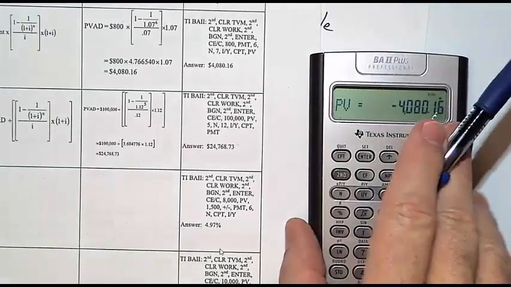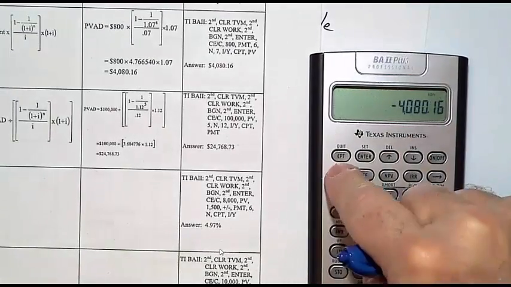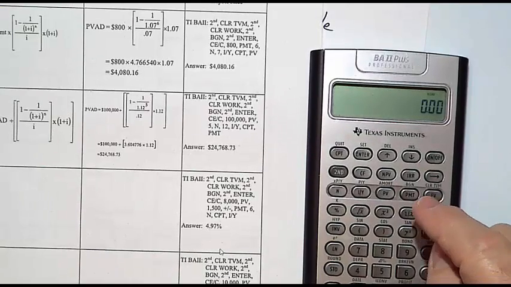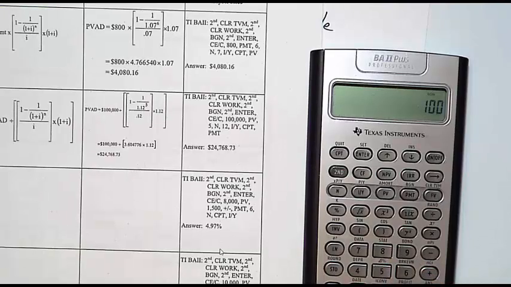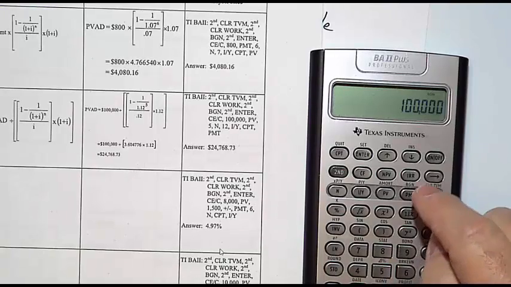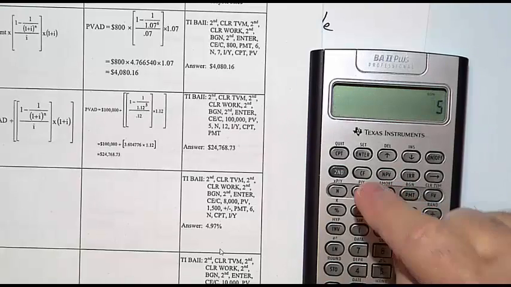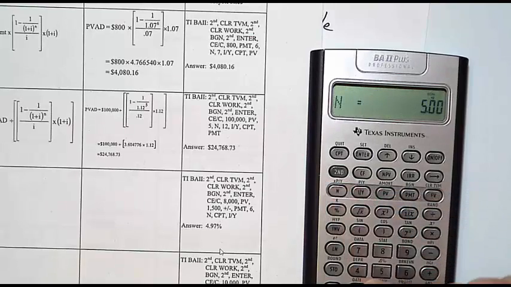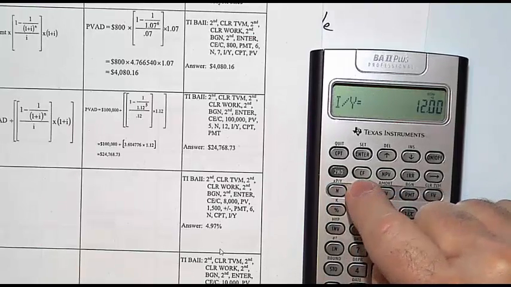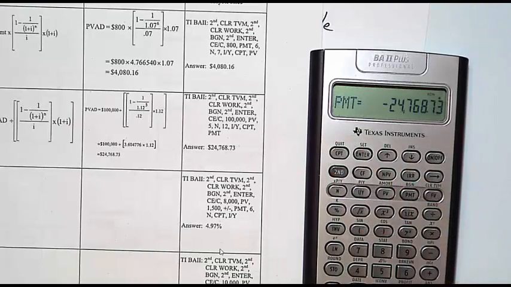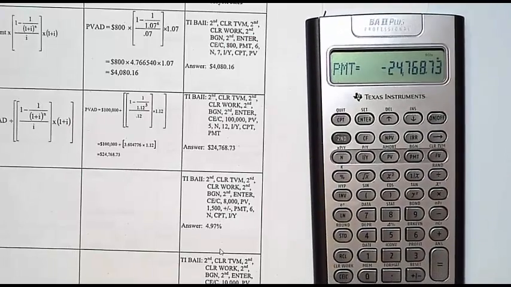If we use our calculator, we would put in 100,000 as our present value. 5 is our N, 12 as our rate. And compute the payment: $24,768.73. And again, that's a minus sign. We know it's a positive dollar amount, though.